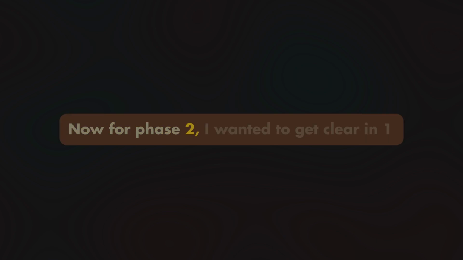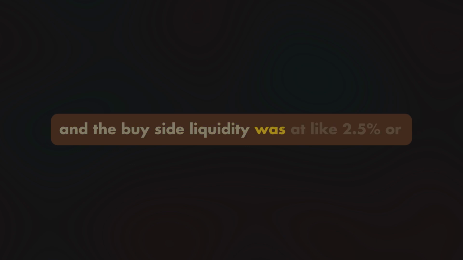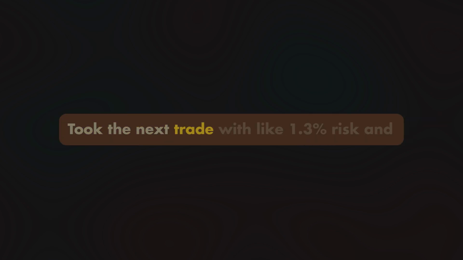Now for phase 2, I wanted to get clear in one trade. So I took 1.7% risk and targeted 2.5 hour. But I actually missed just the profit target and thought it's 4%, but it was actually 5%. I would have risked 2% on that trade if I knew, but yeah, shit happens. With the 1.7% risk, if I extended it to like 3R, it would get really unrealistic because it was a long and the buy side liquidity was at like 2.5 hour or something. So yeah, I accepted and tried to prepare myself for the next trade. Took the next trade with like 1.3% risk and passed the challenge.